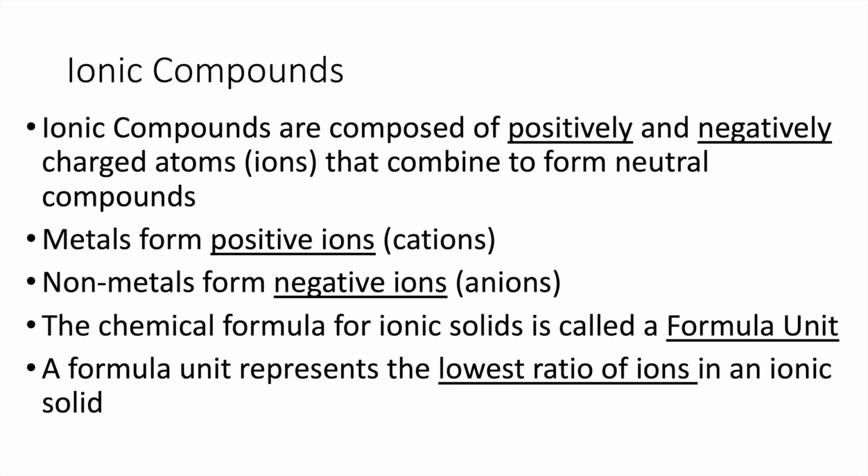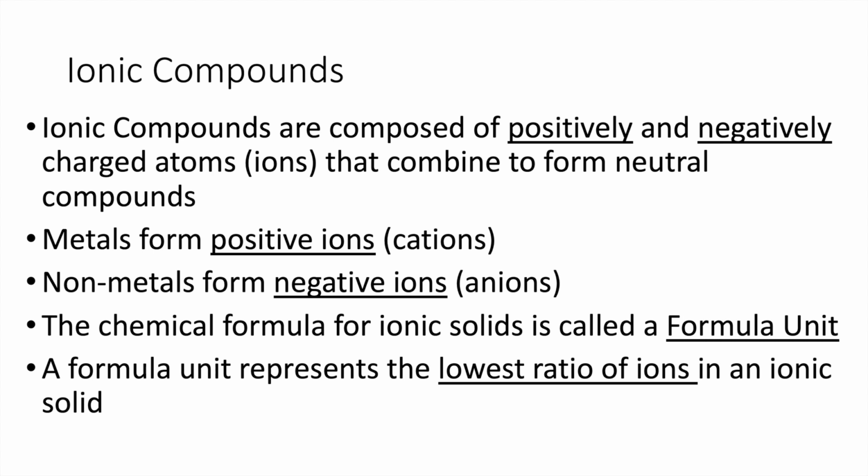Today we're going to talk about how to write the names and formulas for ionic compounds. So first off, ionic compounds are ones that are composed of positively and negatively charged atoms, called ions, that combine to form a neutral compound. Metals tend to form positive ions, which we call cations, and nonmetals tend to form negative ions, which we call anions.